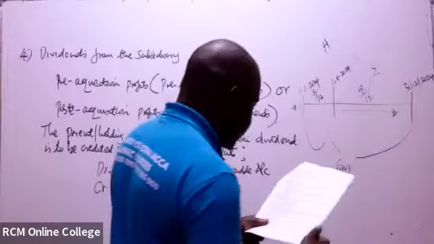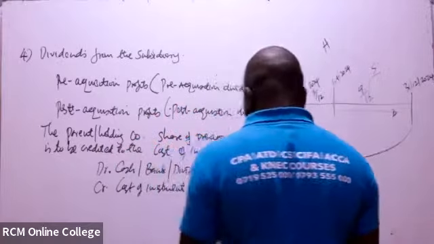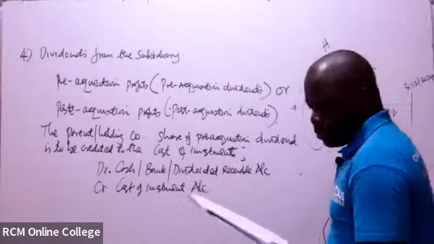They'll, in this case, credit what you call what? The cost of investment account. Debit what you call what? The cost of investment account. So this is what it means.